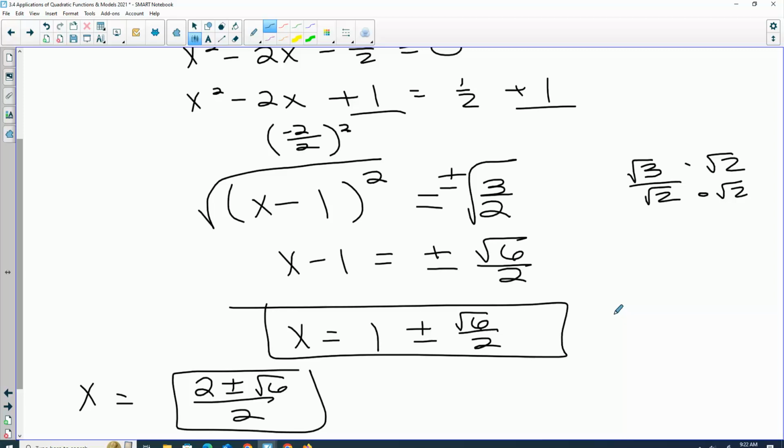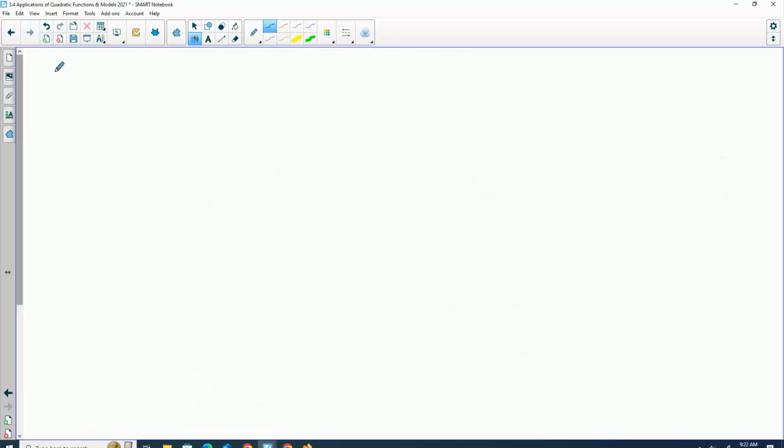So all of these are equations. Equations, you get 2 answers. We can solve them by factoring, the square root method, completing the square, or quadratic formula. When we get into inequalities, the work is the same, it's just the final answer that's different.